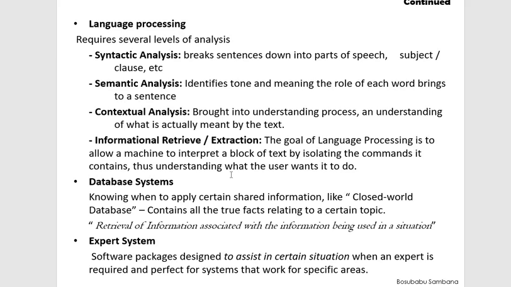Second one, data systems. We know that this is the retrieval of information associated with the information being used in a particular situation. Next, we know that an expert system is a software package designed to assist in a certain situation when an expert is required, and it is perfect for systems that work for a specific area. That means particular or narrow based environments.